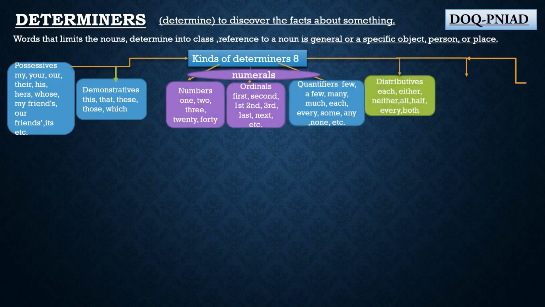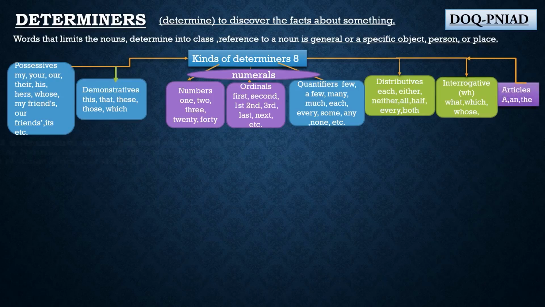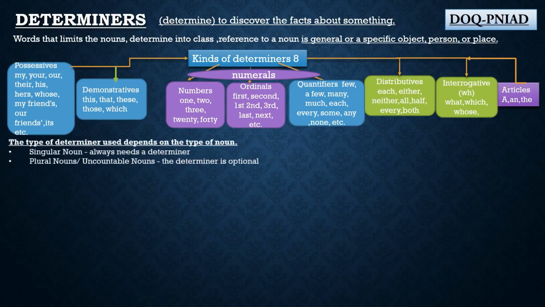The distributives: each, either, neither, all, half, every, both. Interrogatives: WH words: what, which, whose, etc. And articles, which are also called verbal adjectives: a, an, and the. The type of determiner used depends on the type of noun. A singular noun always needs a determiner. For plural nouns or uncountable nouns, a determiner is optional.